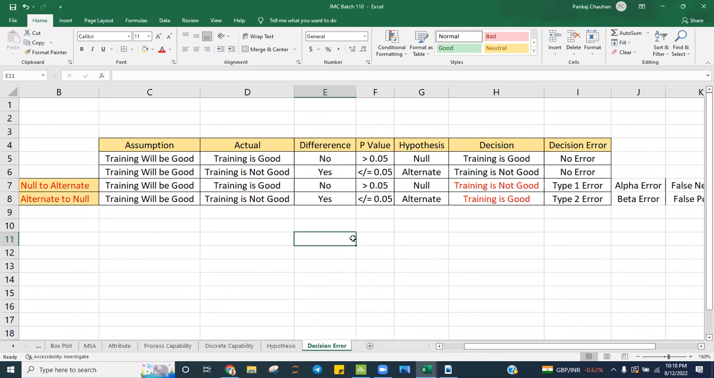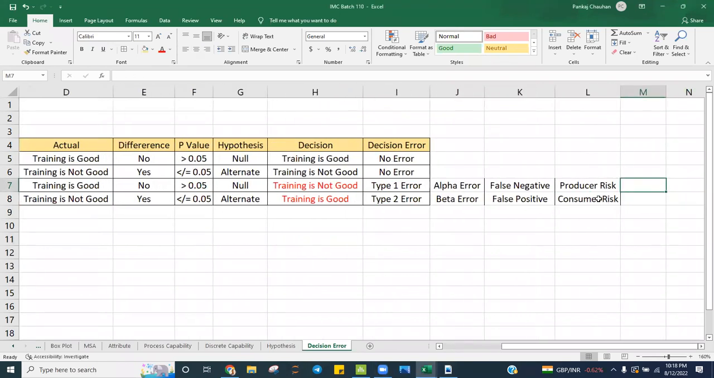Yes, please. Any other question? Sorry, the type 1 error is also called producer risk, but what is the other name for the beta error? The consumer risk. Okay. Awesome.